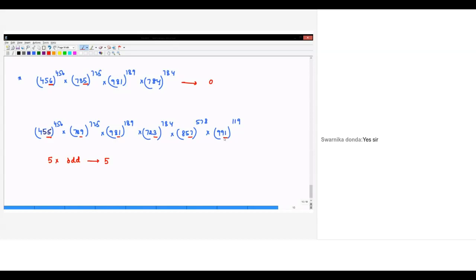Even if you see one even number, this is 5, there is one even number there. 6 is there, 4 is also there. Therefore, you can say undoubtedly, if even one number is even, then the product ends with 0. This is when 5 is included in the product.